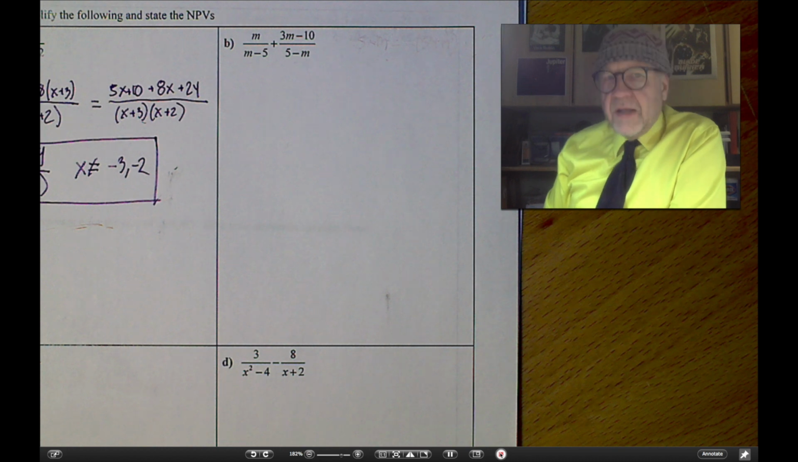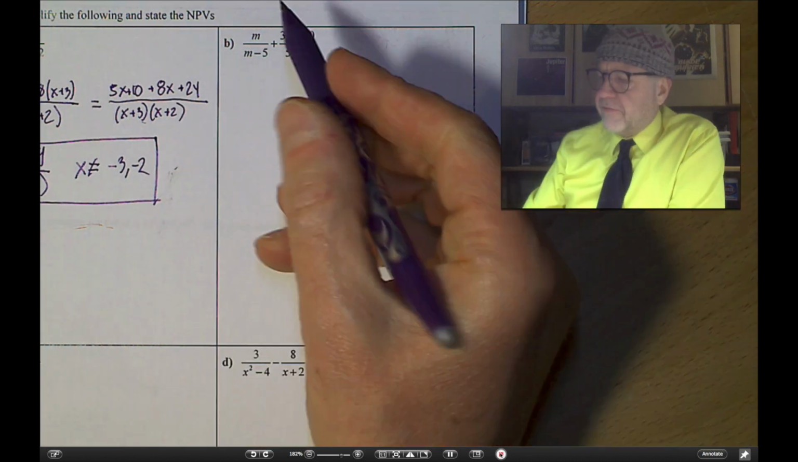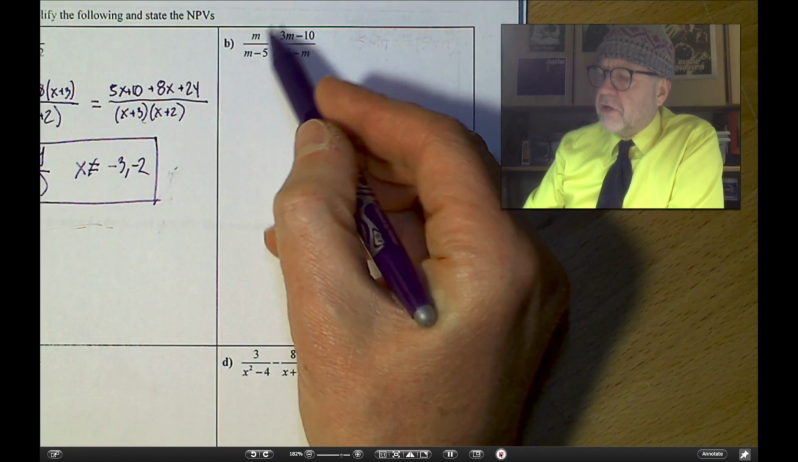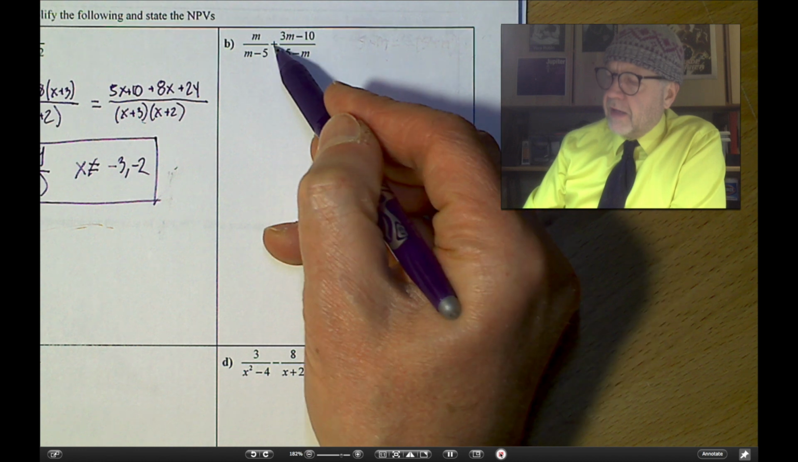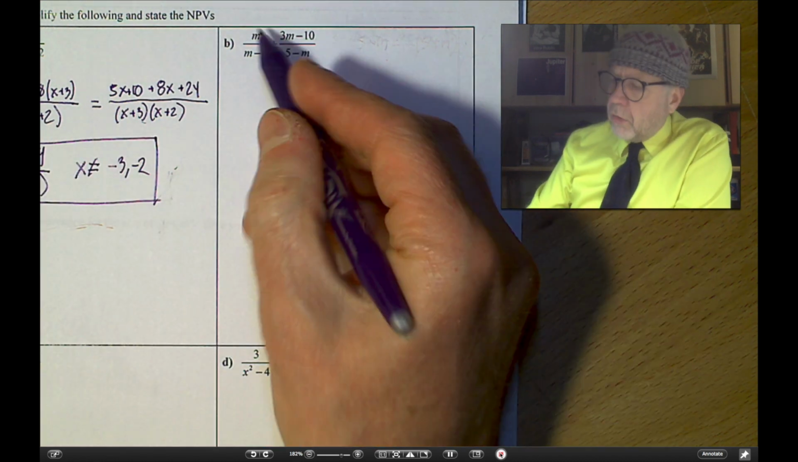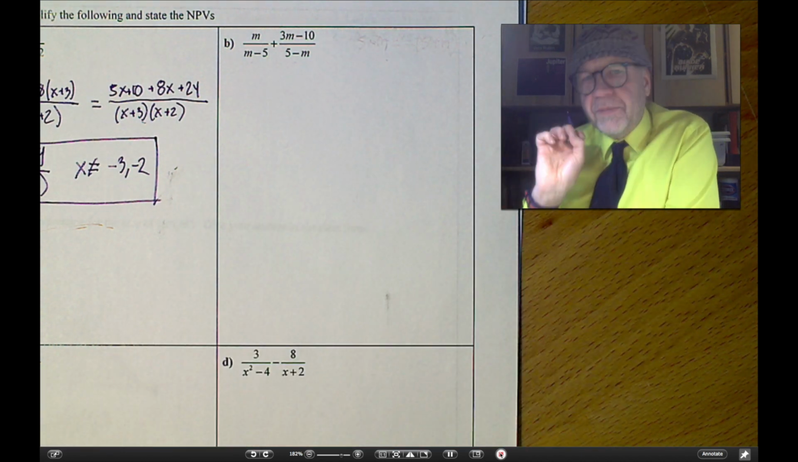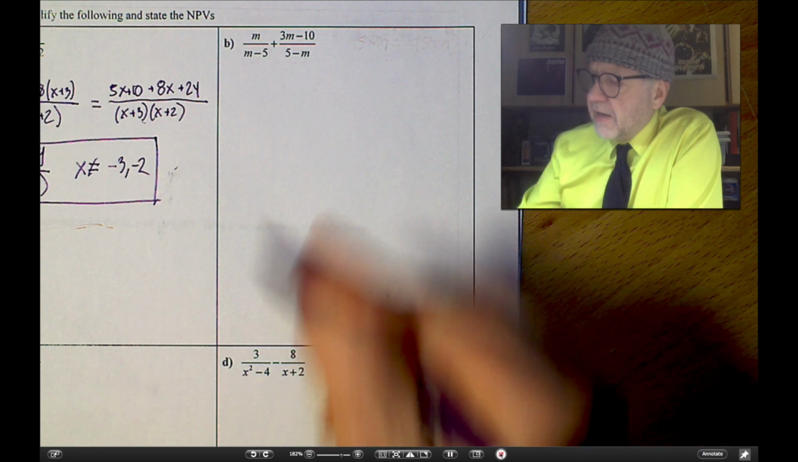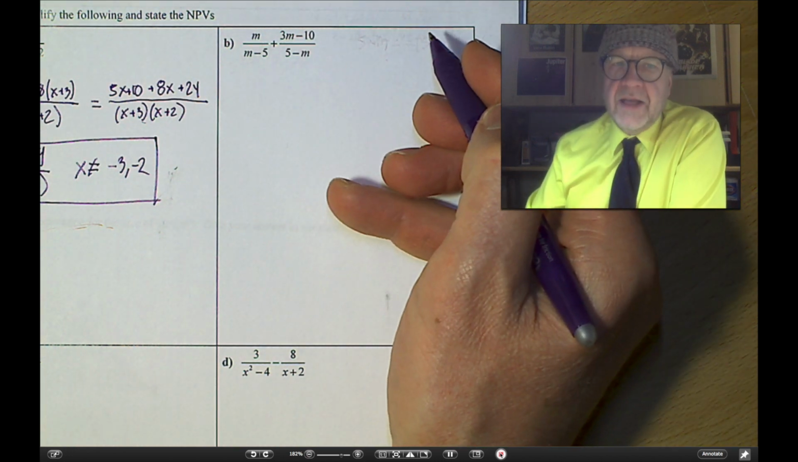It'd be nice if we could get everything under the same denominator so that I didn't have to multiply this and this. You could go m times brackets 5 minus m plus 3m minus 10 times m minus 5, and then all over m minus 5, 5 minus m. Absolutely could do that. But we can simplify our lives just a teensy little bit if we were able to change the 5 minus m into something that looked like m minus 5.